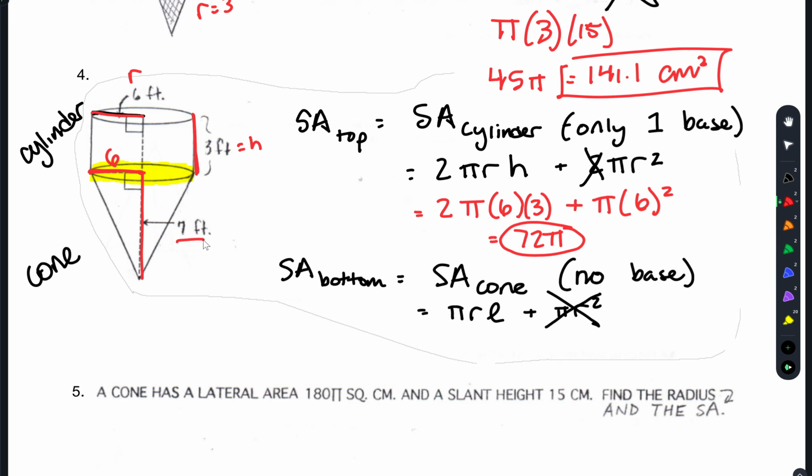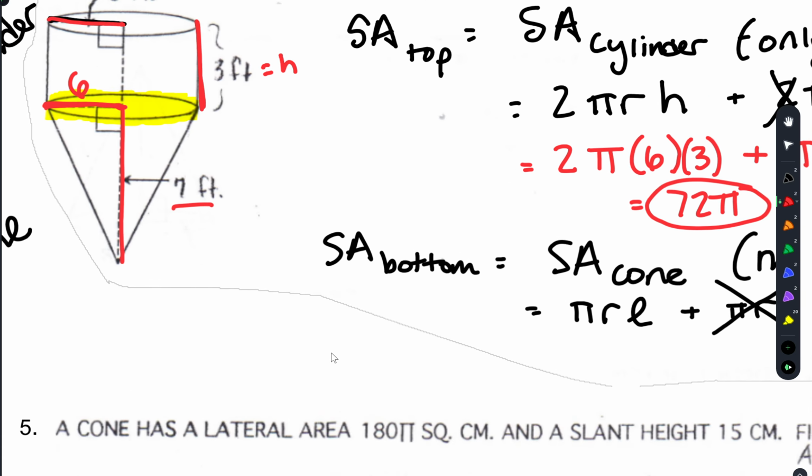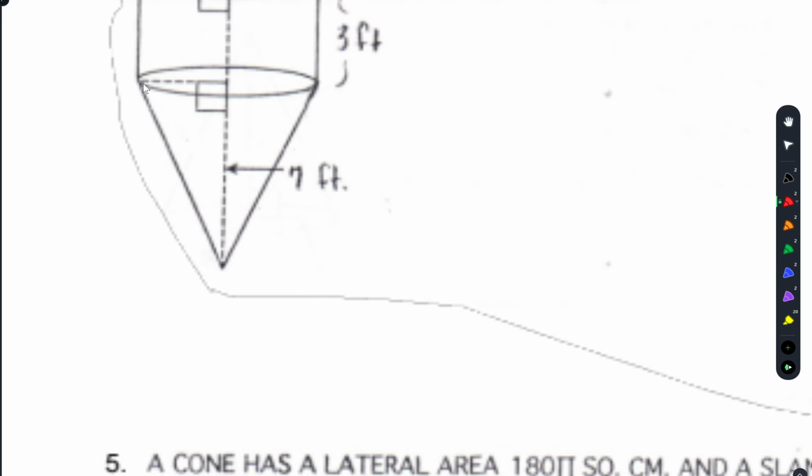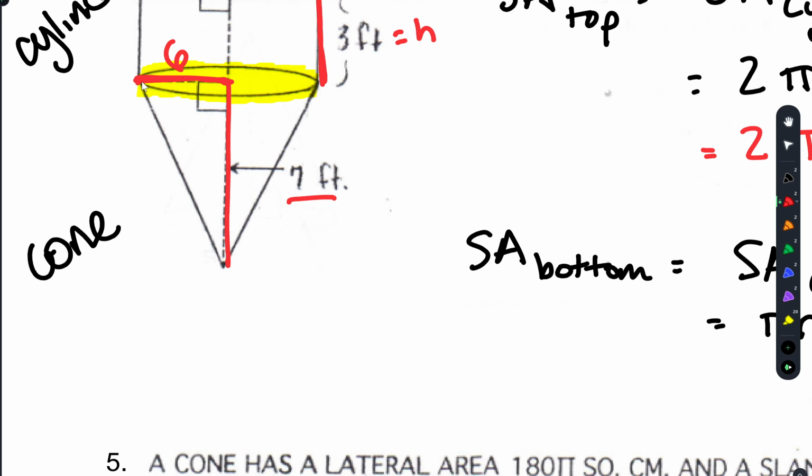But what do I actually need? I need the radius and the slant height. So if I only have the radius and the height, I got to do a little bit extra work here to find my slant height, which I'm going to call L. It's nice and easy. I'm just going to use a little Pythagorean theorem here. 6 squared plus 7 squared equals L squared.